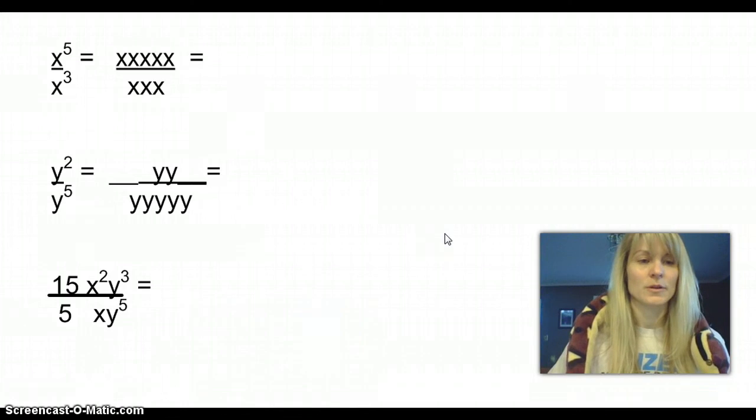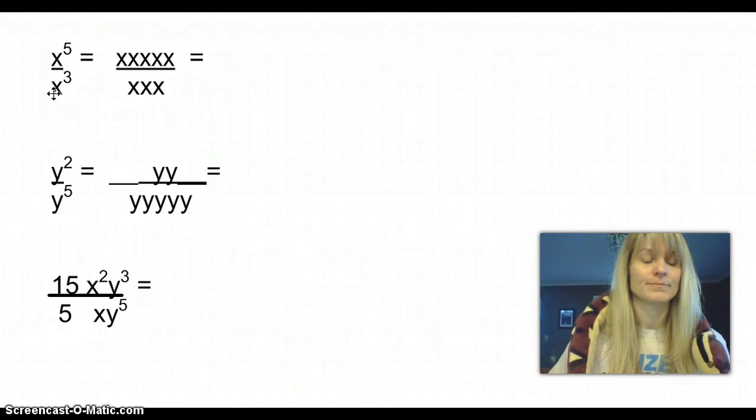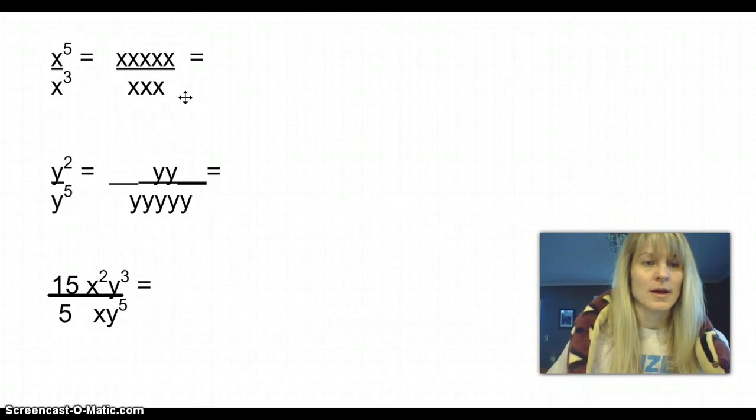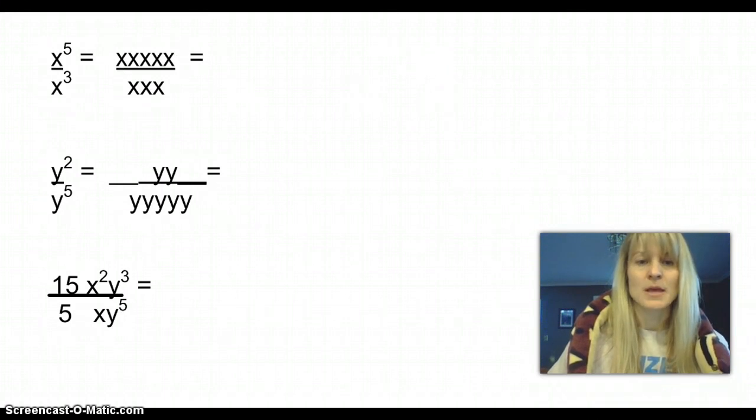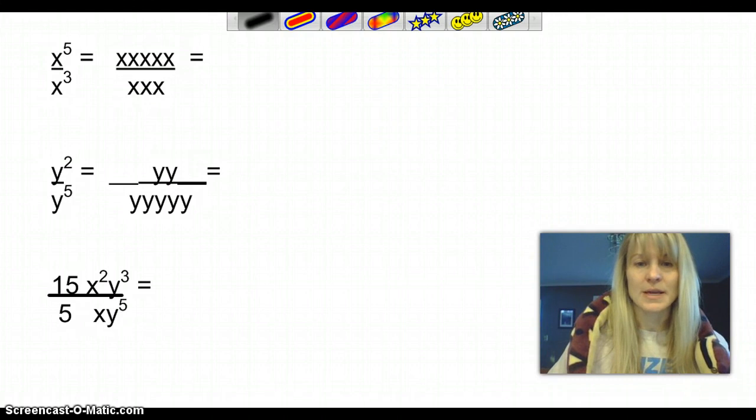Okay, so tomorrow you're expected to have this knowledge of what to do given a problem that looks like this. This is an exponential problem. We have x to the fifth over x to the third. And I sort of wrote this out. You know x to the fifth means x times x times x times x times x, right? So that's 5, so x to the fifth. X to the third means x, x, and x, okay?